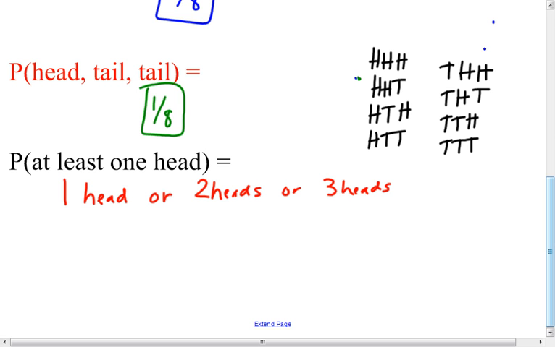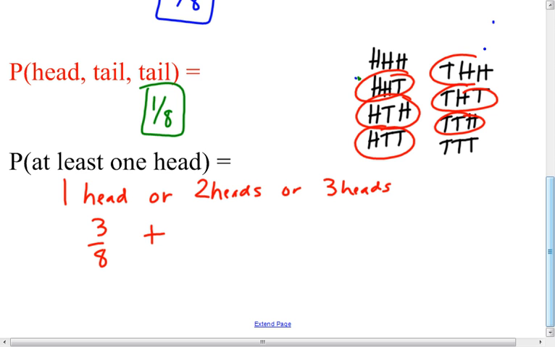So if I have one head, that means I can count this option, and this option, and this option. So you have a 3 in 8 chance here. Or remember, or in probability means to add, okay? Two heads would be 1, 2, 3 right there. So you have a 3 in 8 shot of that happening. Again, or in probability. And then three heads is this one. Okay, so three heads is a 1 in 8 shot. When you add that together, you get 7/8.